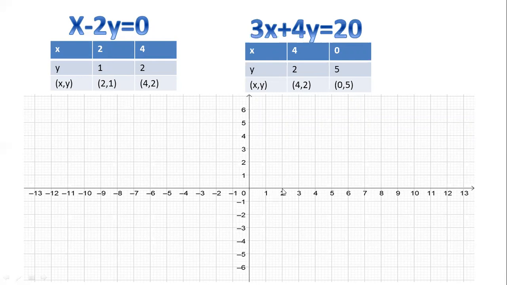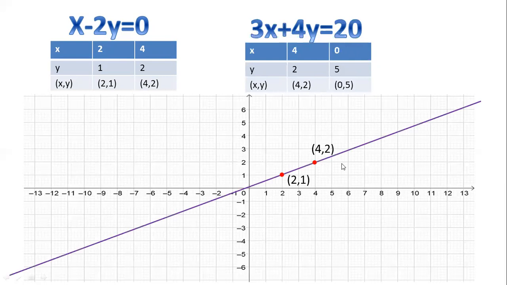Along the x-axis, you have to go to 2, and along the y-axis, 1. That is (2, 1). Next point is (4, 2), that is along the x-axis 4, along the y-axis 2. Now join these points. You will get a straight line. This is the graph of x minus 2y is equal to 0.